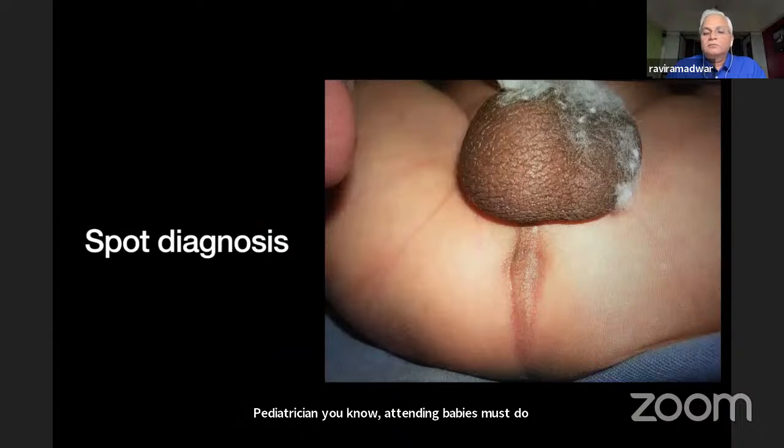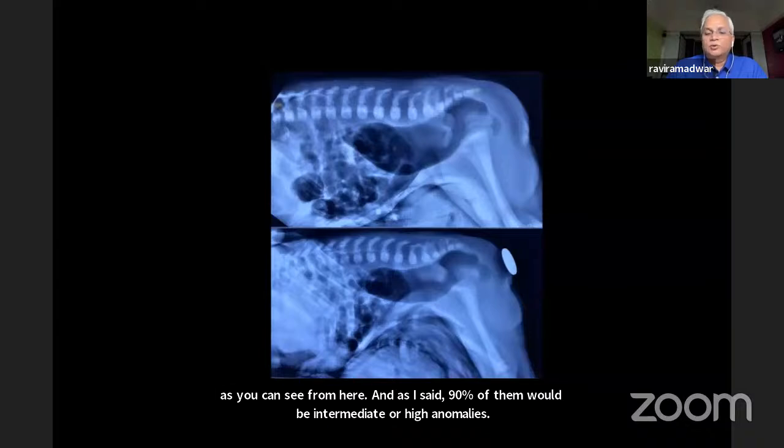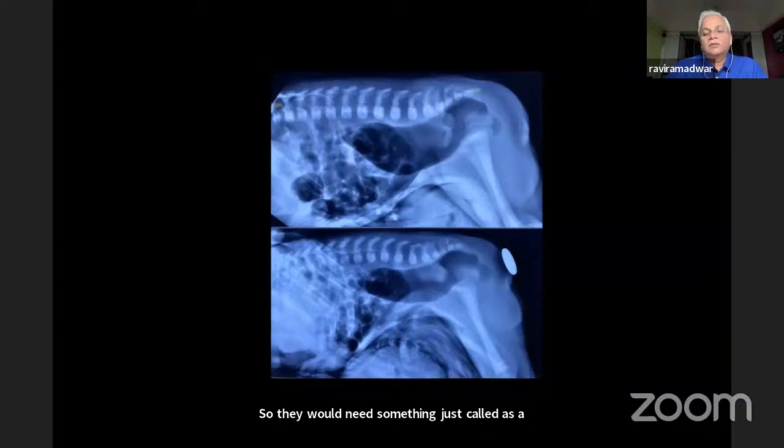Again, a very common scenario in boys is an imperfect anus, as you can see from here. And as I said, 90% of them would be intermediate or high anomalies. So they would need something which is called a prone shoot through or an invertogram. We don't do invertogram these days. We do prone shoot through, which is done in a lying down position, keeping a big bolster under the pelvis so that the rectum and the anal opening becomes the highest point of the perineum.